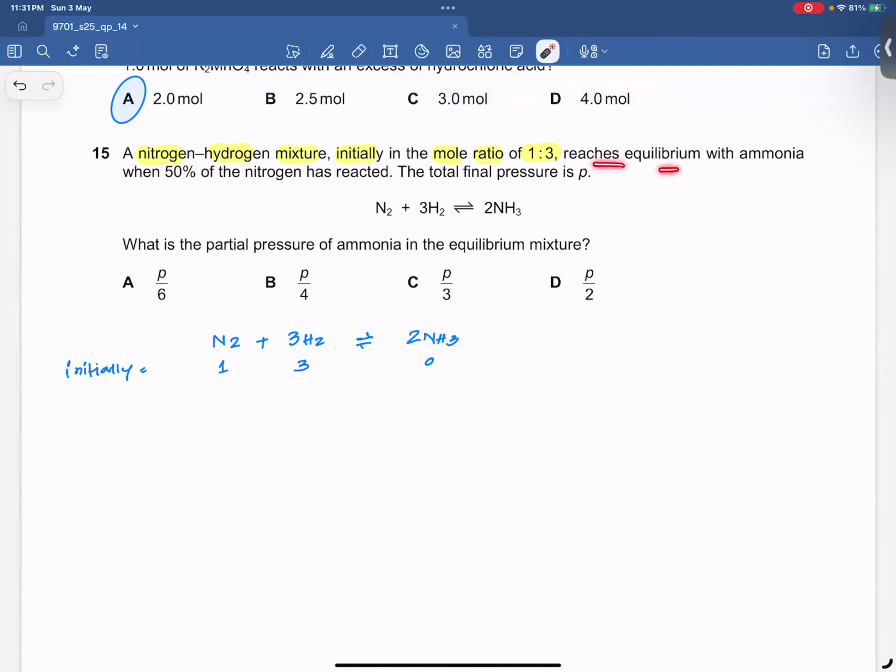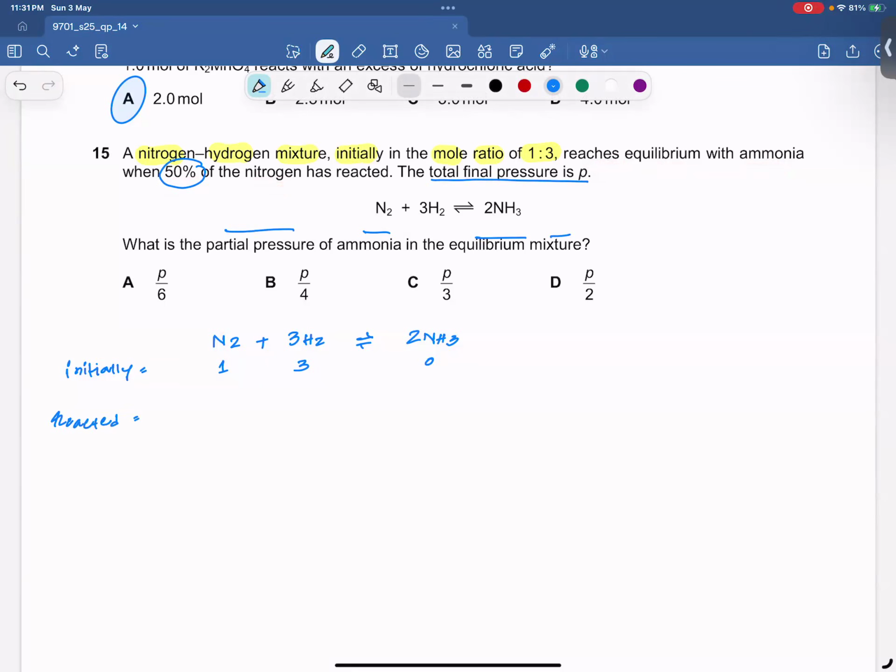Okay. Reaches equilibrium with ammonia when 50% of nitrogen has reacted. Okay. 50% of nitrogen has been reacted. The total final pressure is P. What is the partial pressure of ammonia in the equilibrium mixture? So reacted amount is not given. So let's assume that X moles नाइट्रोजन से रिएक्ट हुए, तो 1:3 की वजह से 3x मोल्स हाइड्रोजन से रिएक्ट हो जाएंगे. ओके. और जाहिर सी बात है इसका 1:2 का रेशियो है. अगर यहां से x मोल्स रिएक्ट हुए हैं तो यहां कितने बनेंगे? 2x.